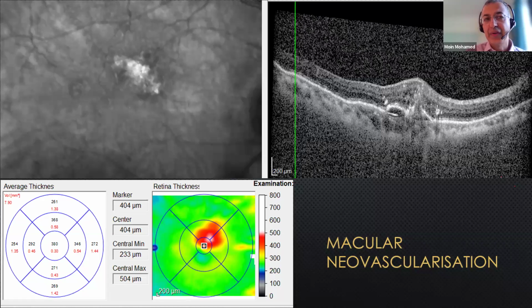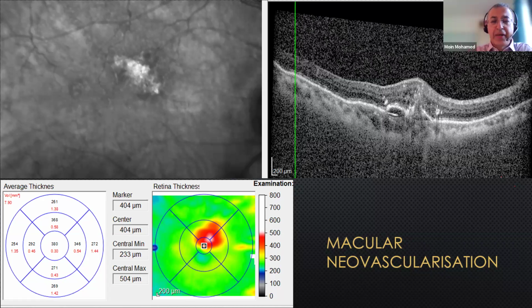So again, the importance of the distinction is the majority of branch or macular tend to be related to hypertension, dyslipidemia, and they're at an increased risk of heart attack and stroke. So it's important to tease that out and make sure they get the systemic workup by their GP. So we won't dwell too much on macular neovascularization.